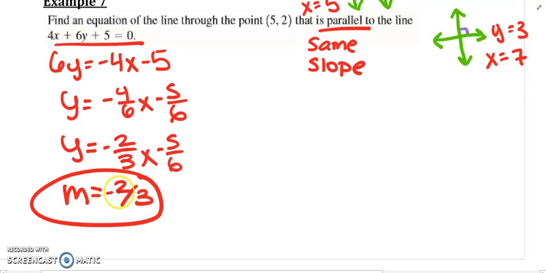I'm going to have a slope of -2/3, and then I'm going to use this point. So I'm going to put it in point slope. Most of you, I think, were taught to start by putting it in point slope and then get to slope intercept.